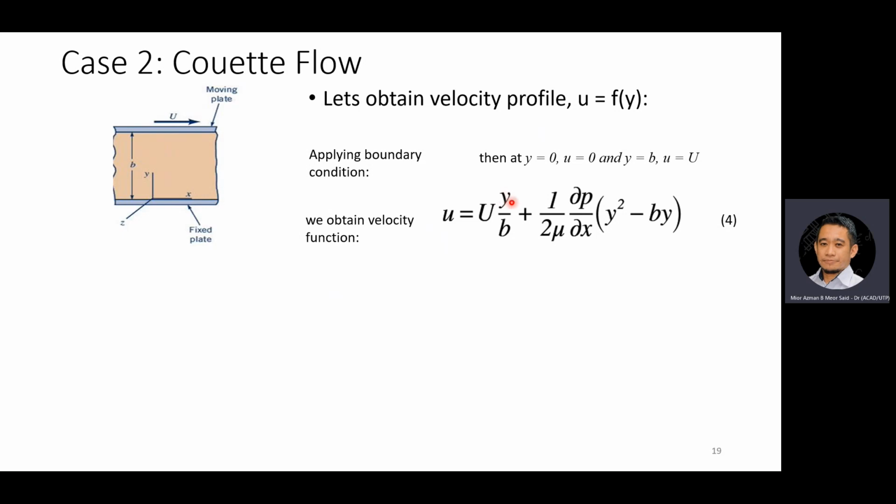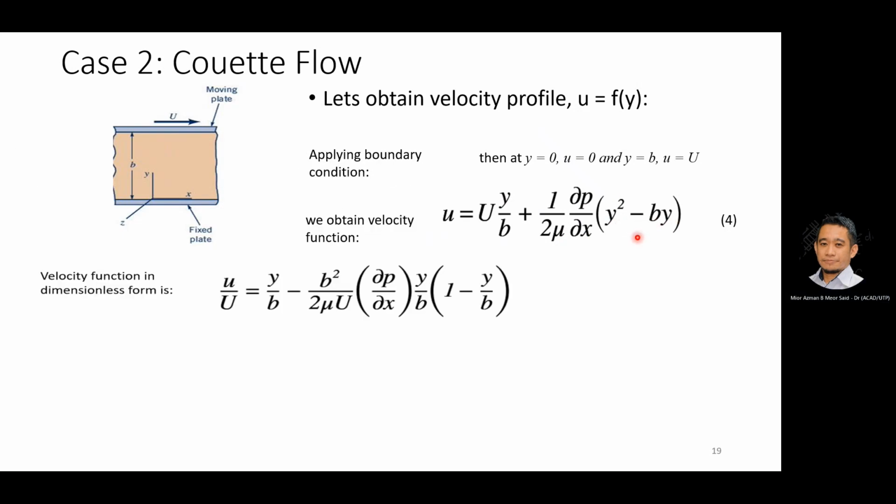You have learned that from your calculus, how to solve the two constants with two known expressions based on the boundary conditions. So this is the final general form of the velocity profile used for Couette flow. u equal to the constant velocity of the moving plate U, times y over b, where b is the distance, plus 1/2 viscosity, partial p partial x, times y squared minus by.